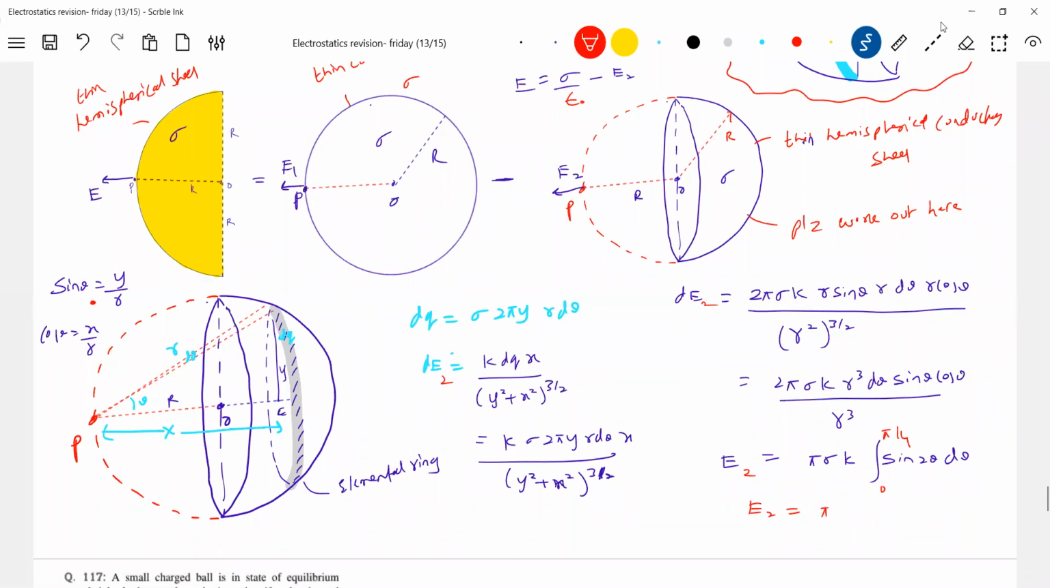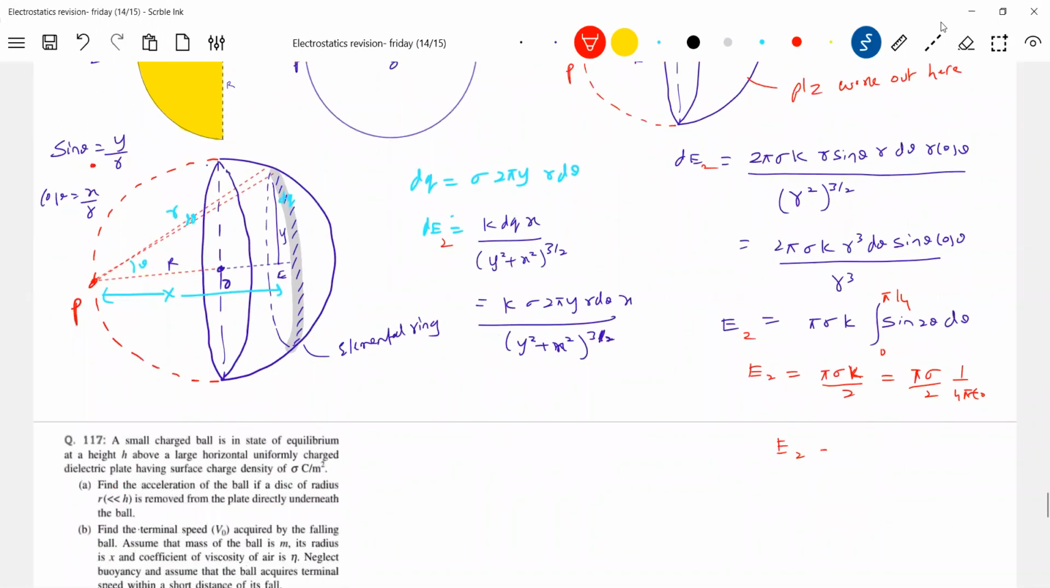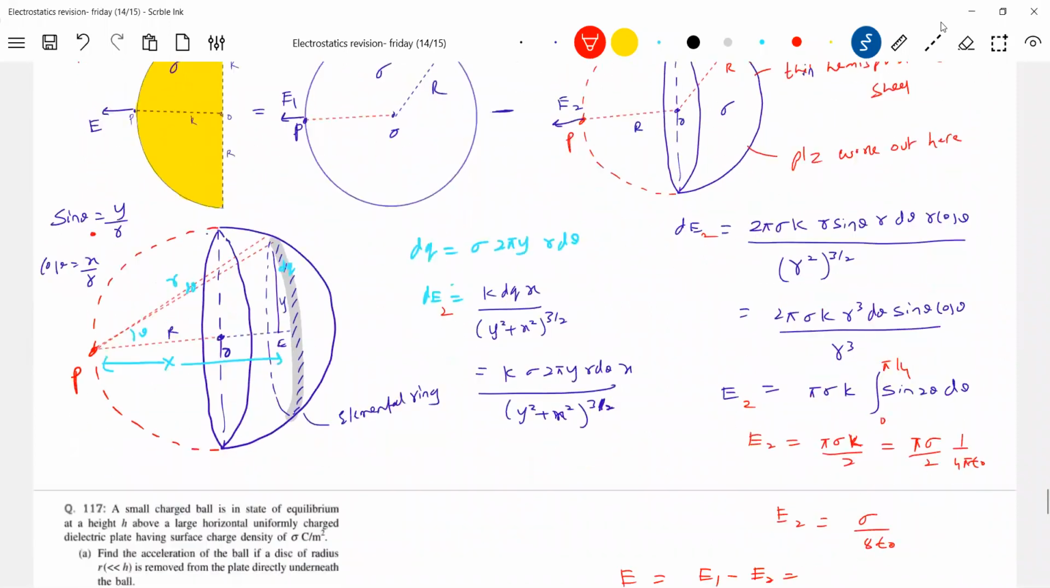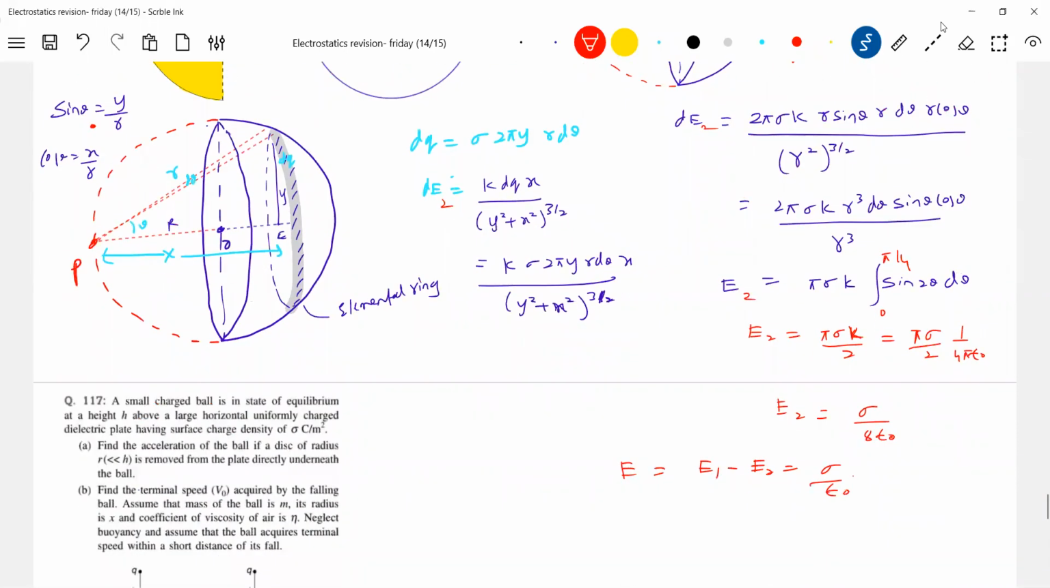Pi sigma k by 2. Let's get into our problem. We have to write that formula here, no? K is 4 pi epsilon naught. How much will E2 be? Pi sigma by 8 epsilon naught. So what is the total E? E1 minus E2. Sigma by epsilon naught minus that, so it is seven sigma by 8 epsilon naught.